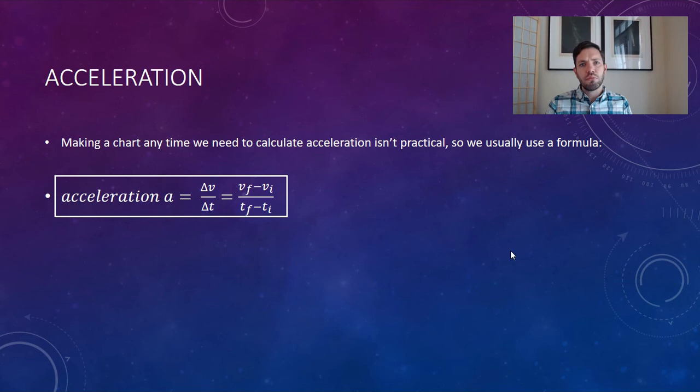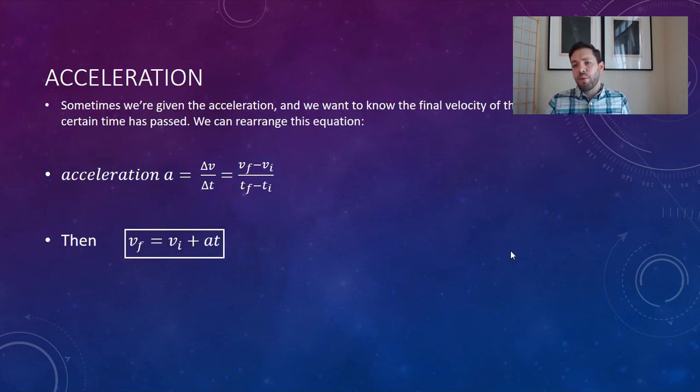But often we may not be given some of this information. Instead of trying to figure out what the acceleration is, we might be trying to figure out what our final velocity is. We may know the acceleration and we want to figure out, if we speed up, what's our final speed, or our final velocity going to be? So this equation that we just had on this previous slide, we can rearrange this to solve for VF. And we will end up getting this equation right here.